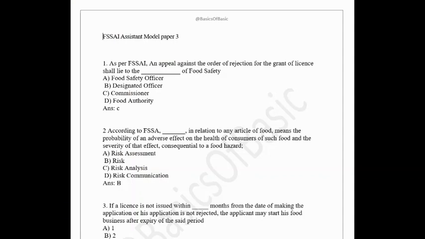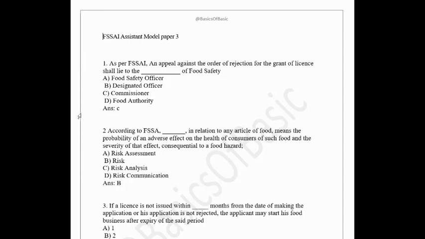So today I'm here with a new video, a continuation of the model paper. In the previous video I had released FSSAI questions, 20 questions, where the FSSAI organization topics were 10 and the computer sections were 10. So now today I am going to continue with the next set of questions.